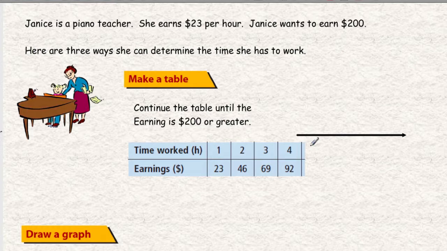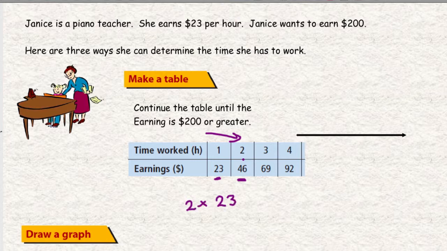So far, here's my table. I've kind of started this table for you. If you work 1 hour, that's $23 because she makes $23 an hour. So 2 hours, if I do 2 times 23, I get 46. So if I make $23 an hour and I work for 2 hours, I get $46. Okay, so this is common sense. You could do this. And then 3 hours, you'd get $69, and 4 hours, $92.